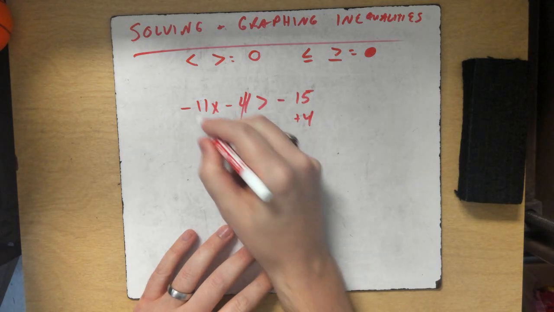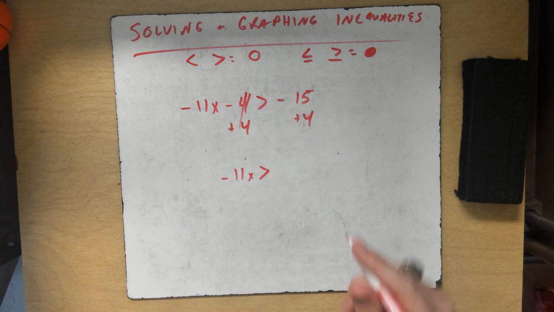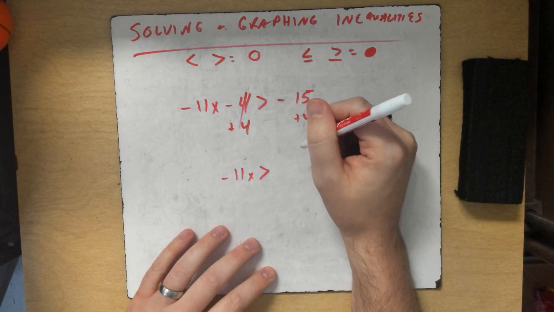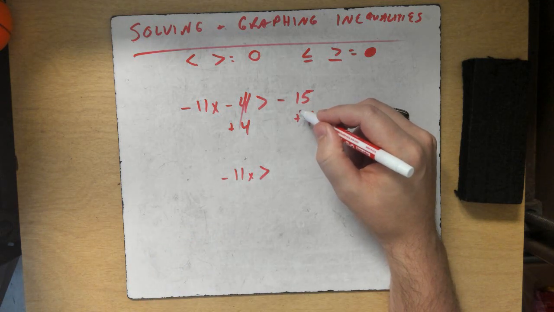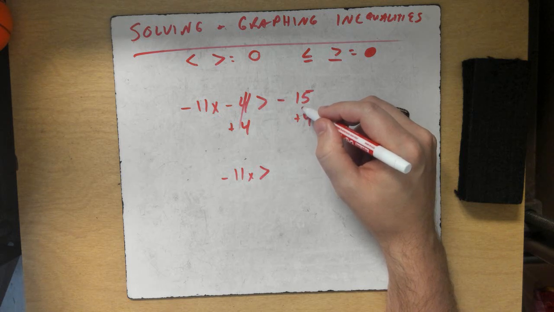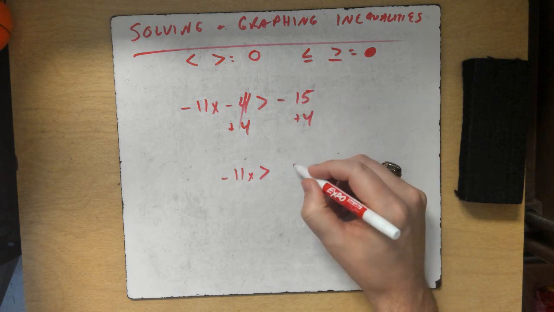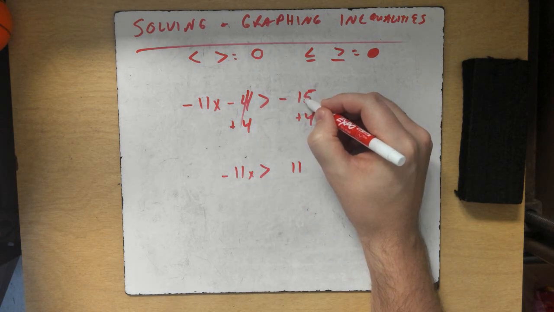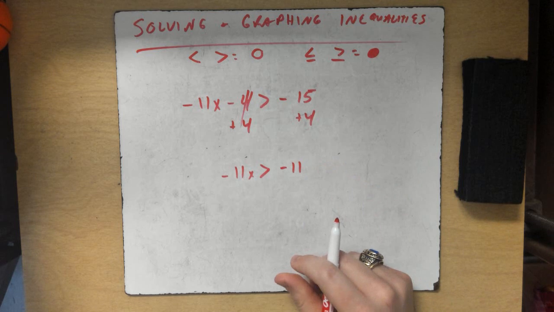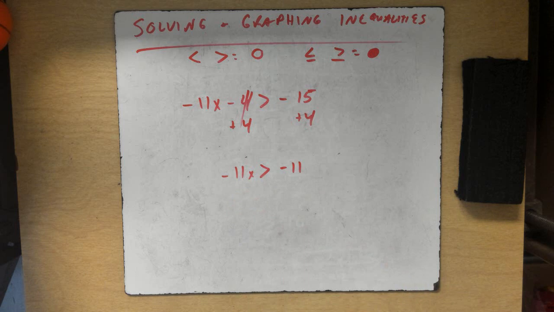Okay, this cancels out. We bring down our negative 11x, bring down our greater than sign, and we're going to do negative 15 plus 4. Now remember, when we have a positive and a negative and we're combining them together, we subtract the numbers first, and then take the sign of whichever number is bigger. So in this case, we have a negative and a positive, so we subtract: 15 minus 4 gives us 11. And because our 15 is the bigger number and it's negative, our answer is negative. Now our last step here, we have negative 11x.